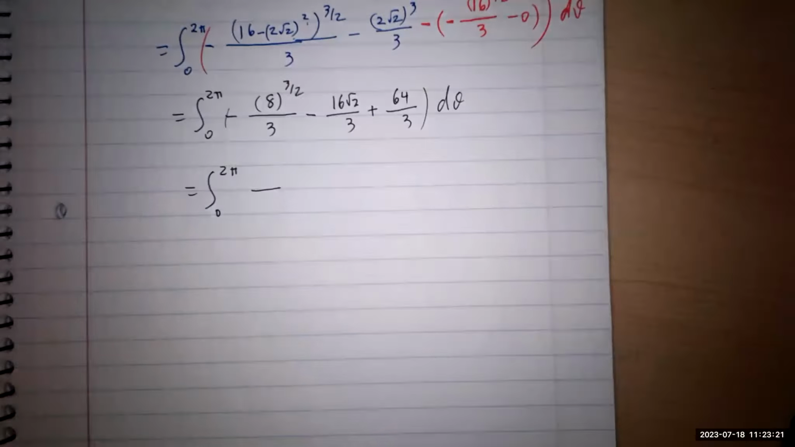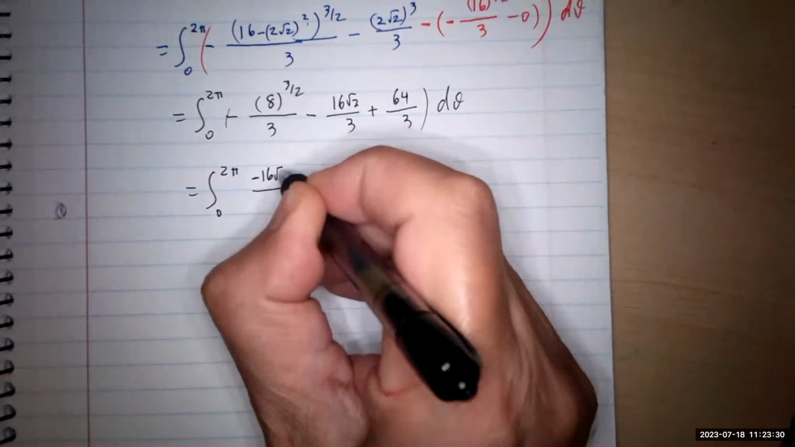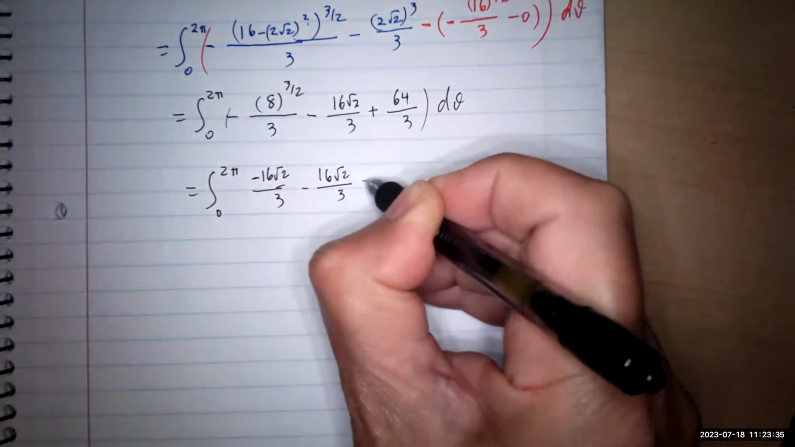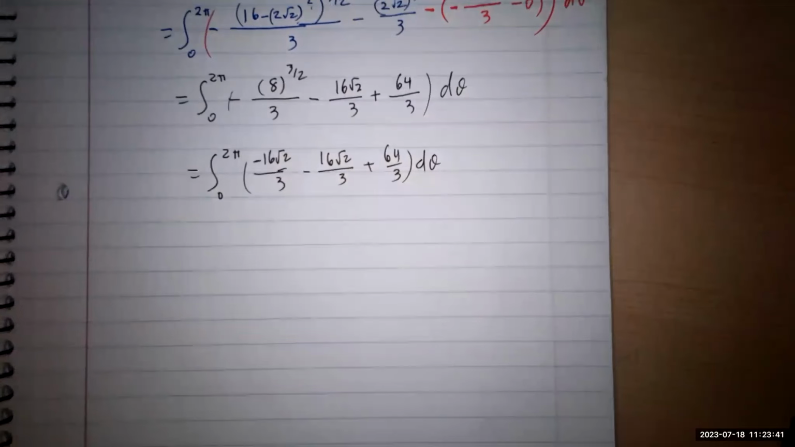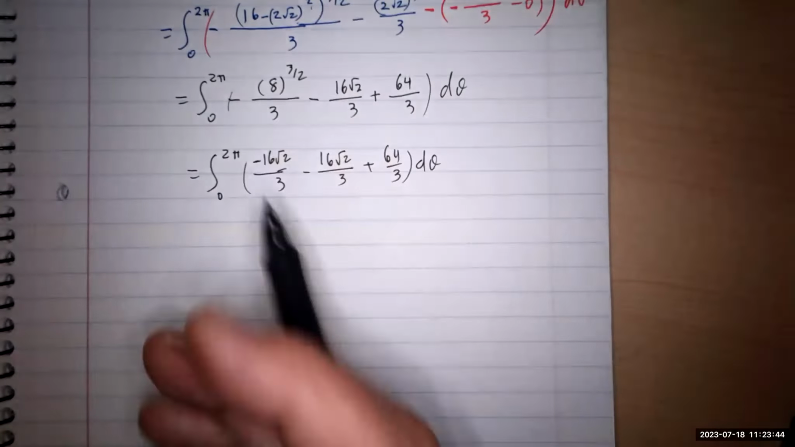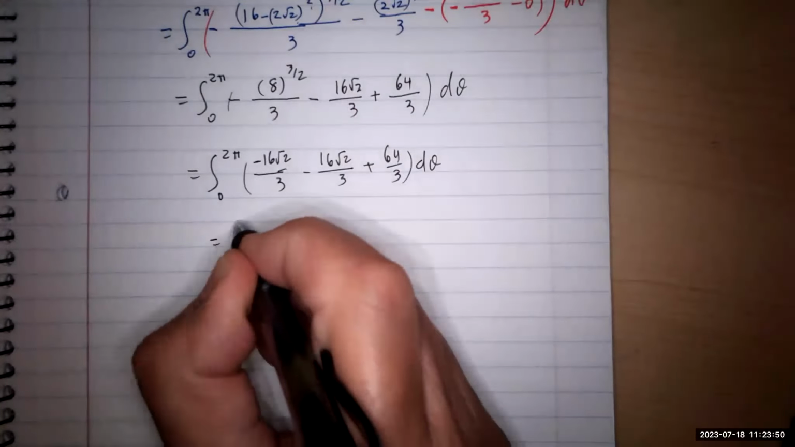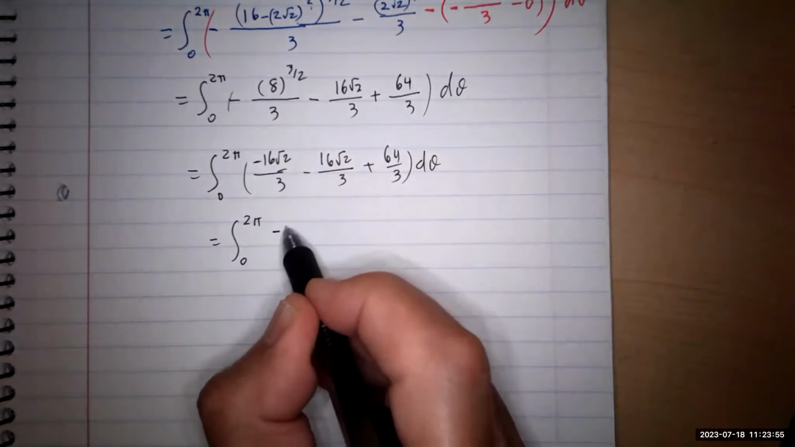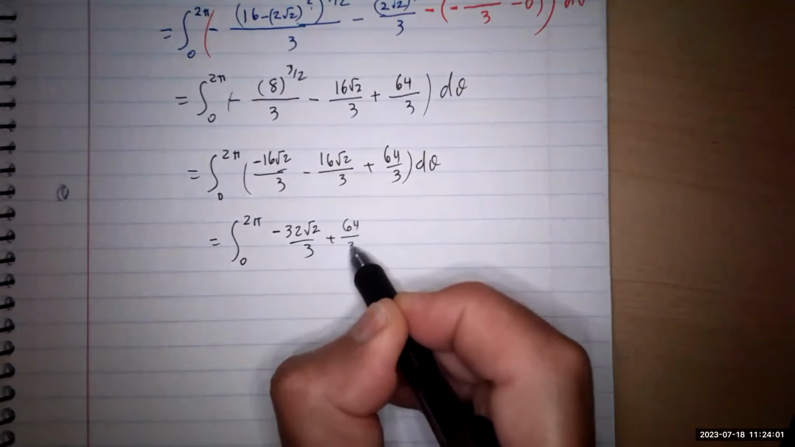Again, this is going to be 2 radical 2 to the 3rd, which is going to be the same as this one. So it's going to be negative 16 radical 2 over 3, and this is a negative 16 radical 2 over 3 plus the 64 over 3. Or, you can use your calculator, 8 to the 3rd. So we are almost done. 0 to 2 pi. These are like fractions, you add them together. So that gives negative 32 radical 2 over 3 plus 64 over 3.